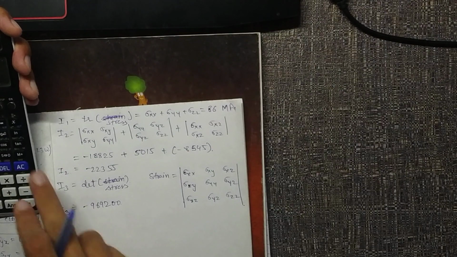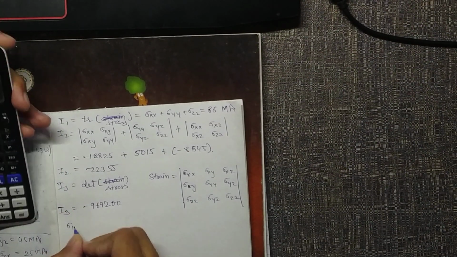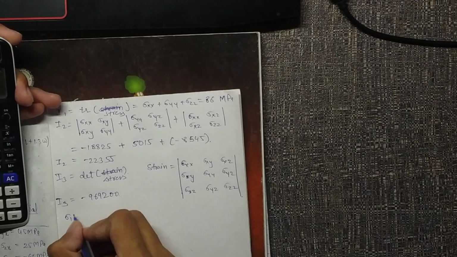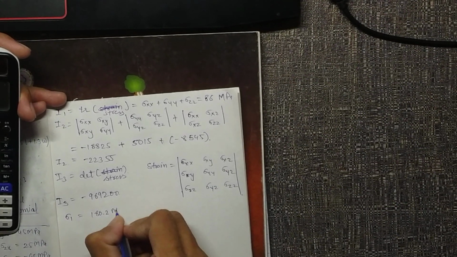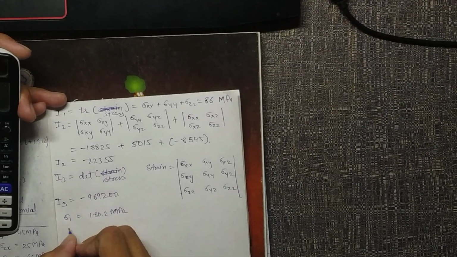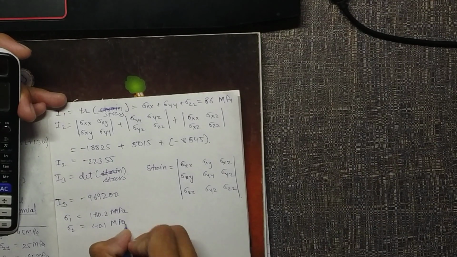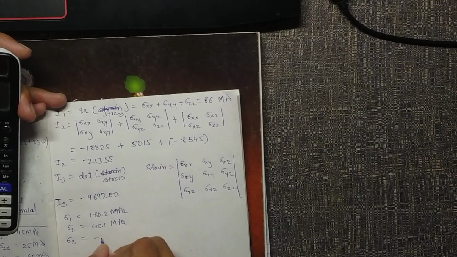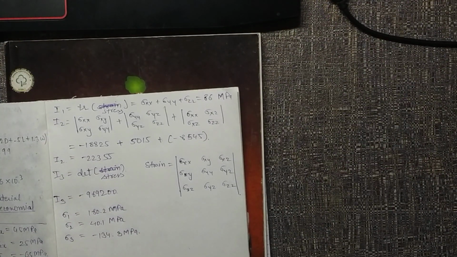So after putting this in here, I'll get sigma 1 as the free real root. Sigma 1 is equal to 180.2 megapascal. Sigma 2 is equal to 40.1. Sigma 3 is equal to minus 134.3 megapascal. Now we need to find the direction cosines.